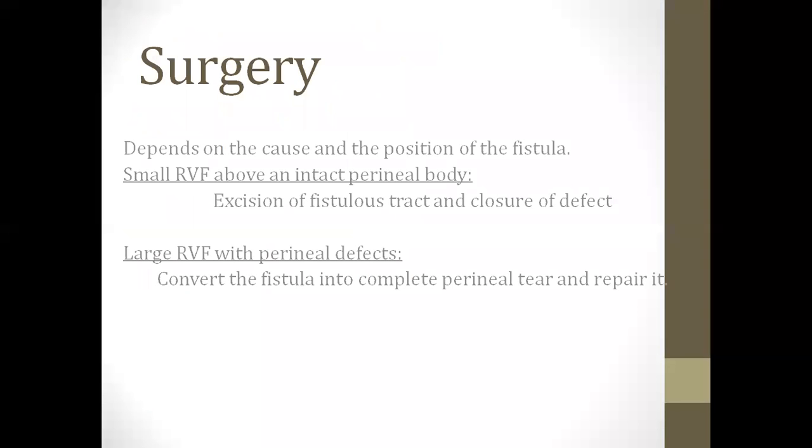Surgery depends on the cause and the position of the fistula. Small rectovaginal fistula above the intact perineal body: excision of the fistula tract and closure of the defect will serve the purpose. Large RVF with perineal defects: convert the fistula into a complete perineal tear and repair it.